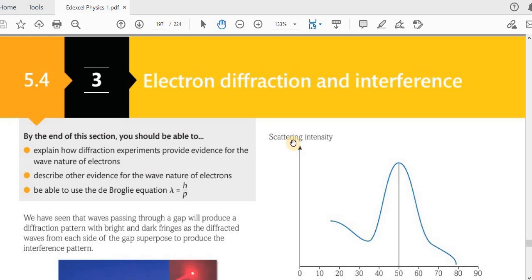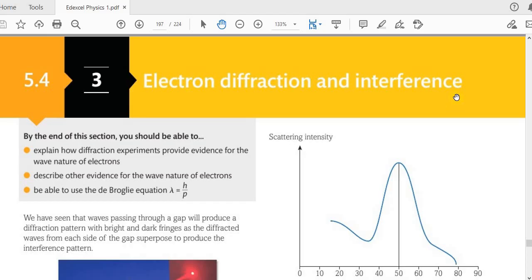Previously we learned about wave particle duality and also about the photoelectric effect. That was in chapter 5.4, part 1 and part 2 respectively. Now we will go to part 3 where we have electron diffraction and interference.